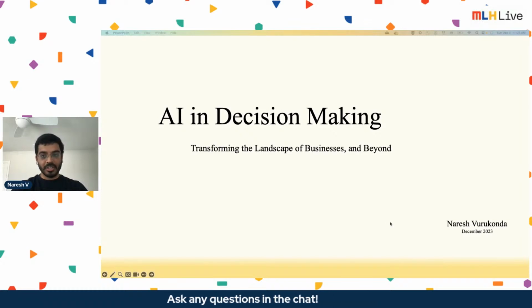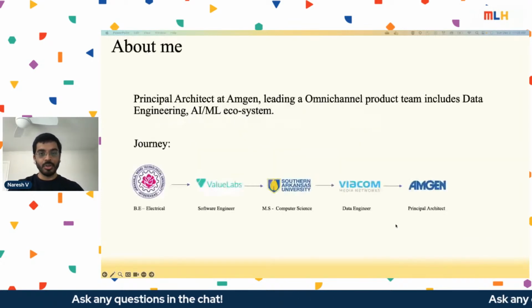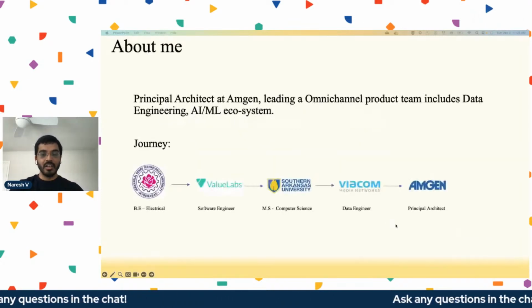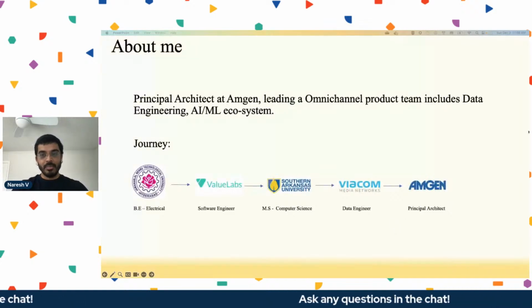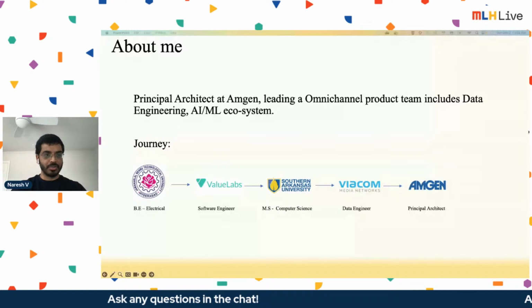Let me start with my introduction. This is Naresh Urukonda, working as a principal architect for Amgen US, and I'm leading the omni-channel product team using AI, ML, and data engineering ecosystem.